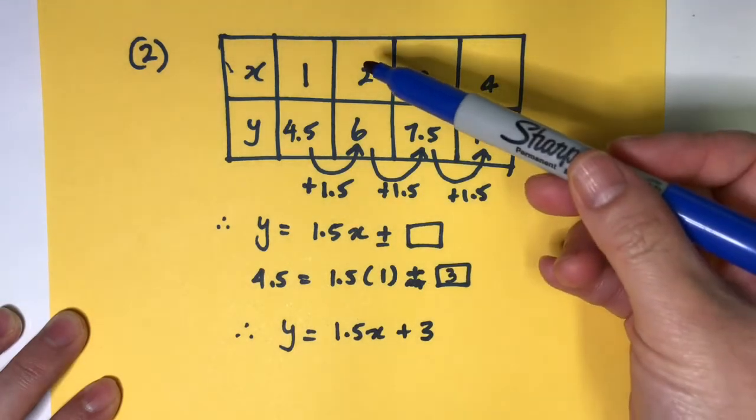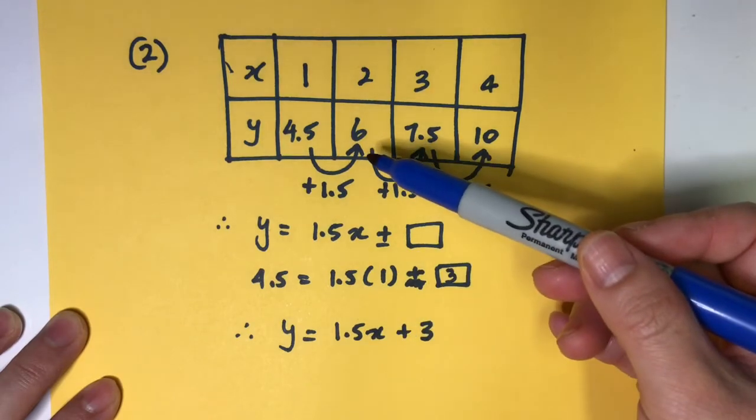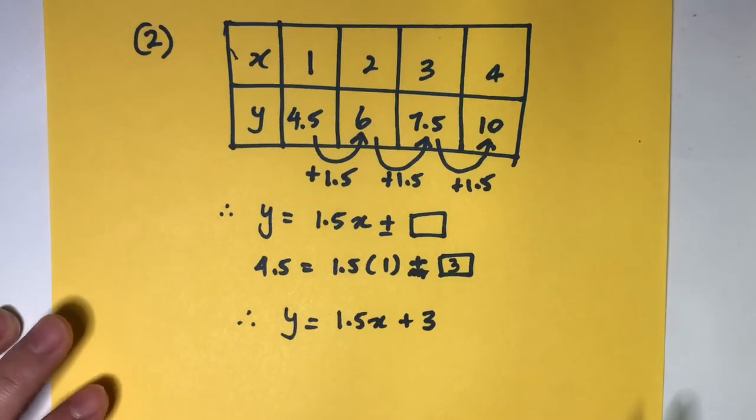So when you put 2 in there, double of 1.5 is 3. 3 plus 3 is 6. Yep. And same thing happens with the 3 and 4. Excellent. So that's okay. So that's really good.